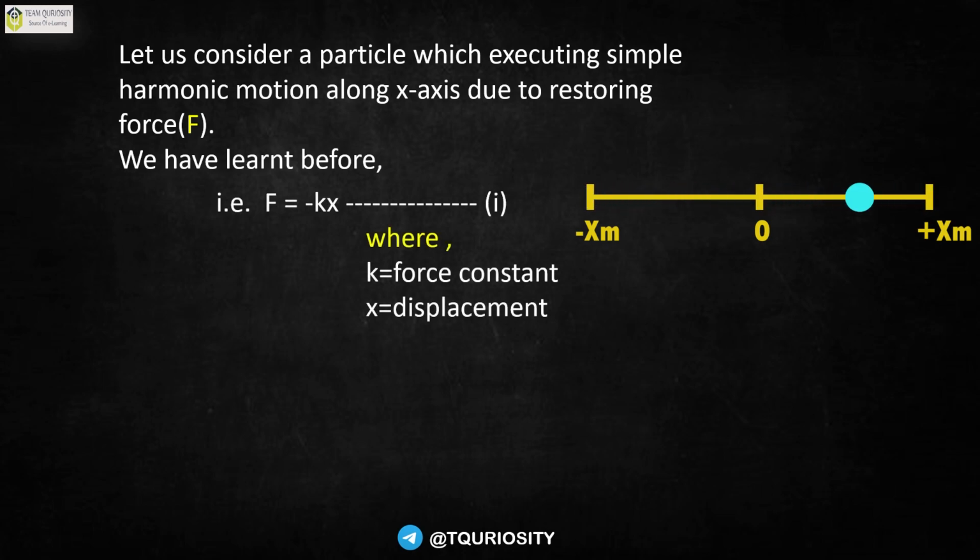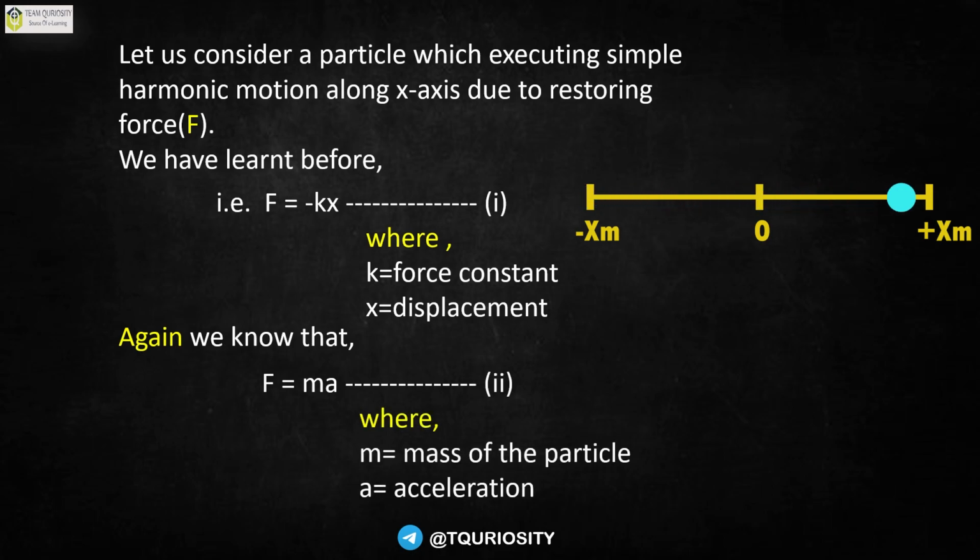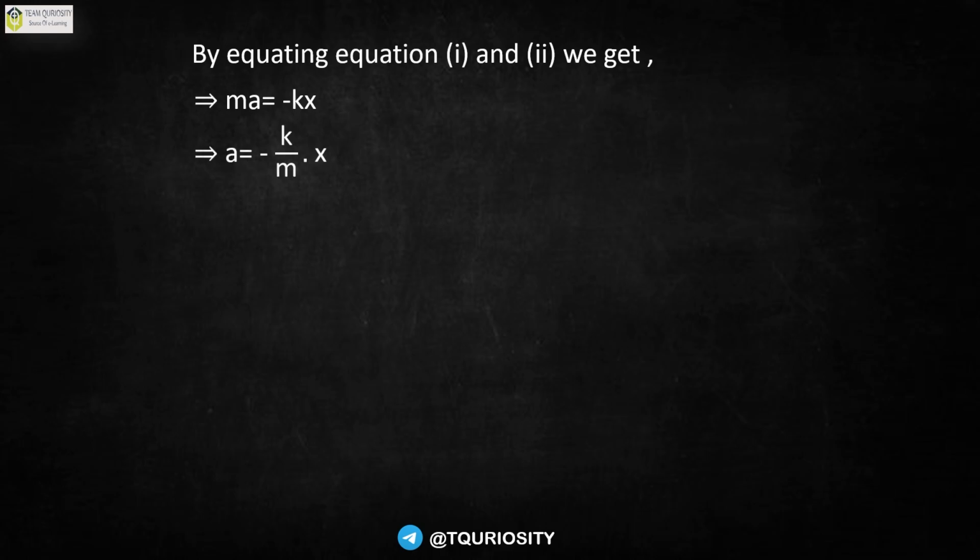Here, the negative sign denotes that the force is restoring in nature, where k is equal to the force constant and x is equal to displacement. Again, we know that force is equal to mass into acceleration. Make this as equation 2, where m is the mass of the particle and a is the acceleration. By equating equations 1 and 2, we get a new equation, that is, mass into acceleration is equal to minus k into x. By taking m to the right side, we get acceleration is equal to minus k by m into x. Also, I can write acceleration is equal to minus omega square into x, where k by m is equal to omega square. Here, omega is the angular frequency of the SHM.